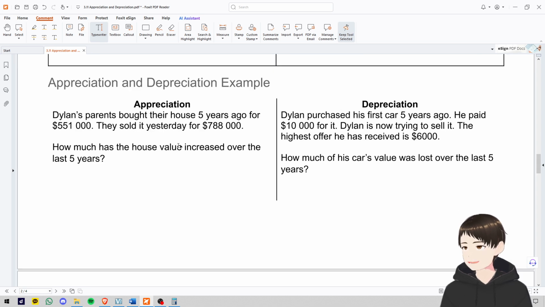The appreciation, depreciation example. Dylan's parents bought their house 5 years ago for $551,000. They sold it yesterday for $788,000. How much has the house value increased over the last 5 years?